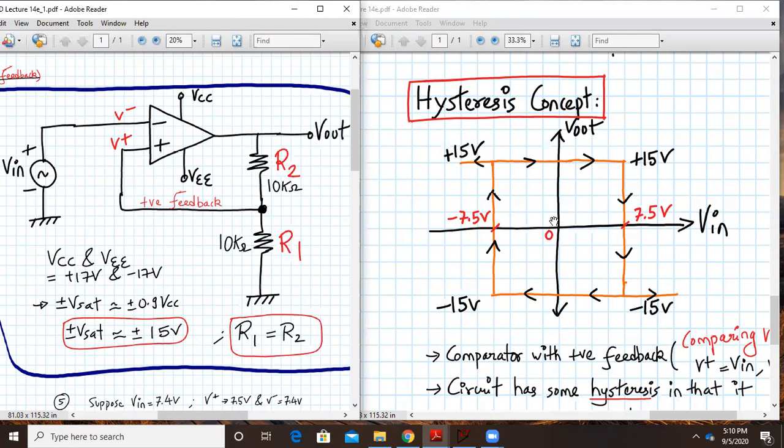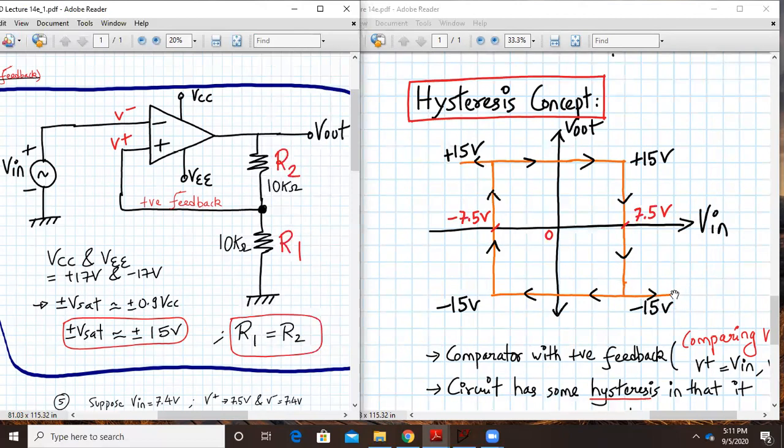When V in was 0, we got that the output is at plus V sat. So that is very clear. So this line, right? V out will stay at plus 15 until V in becomes greater than 7.5 volts. Whenever V in is less than 7.5, it will remain at plus V sat, or plus 15 volts. And as soon as V in becomes greater than 7.5, it will immediately switch to minus 15. V out will be minus 15 volts. Similarly, the V out will remain at minus 15 over here.